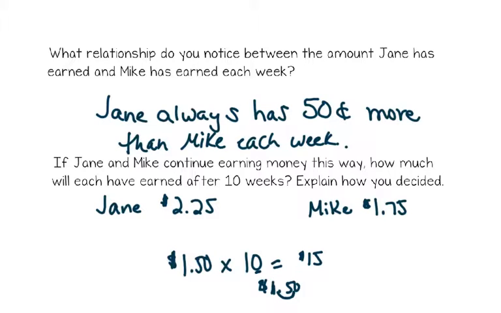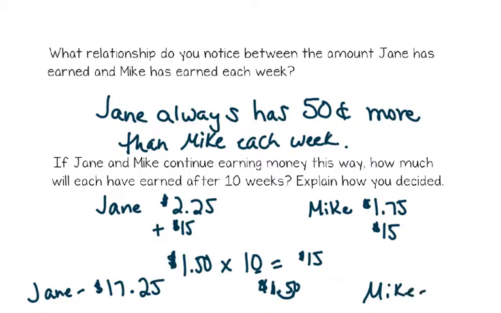So if I were to add those $15 to what Jane has and to what Mike has, at the end of 10 weeks, I would know that Jane would have $17.25 and Mike would have $16.75. Still 50 cents apart as they were in prior weeks.